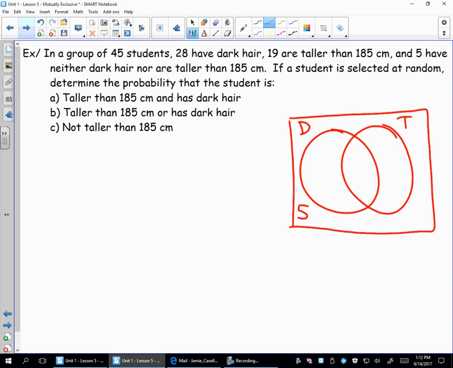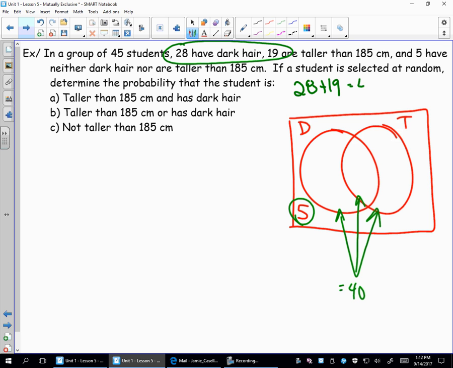What do I know? I know that the box has 45 people in it, but I've already put 5 in here. So in other words, the rest of this, including the overlap, can only equal 40. Well, if 28 have dark hair and 19 are taller than 185, 28 plus 19 gives me 47. But I know there's only 40 in there. What does that tell me? It tells me there's an overlap. How much? Well, the difference between 47 and 40.